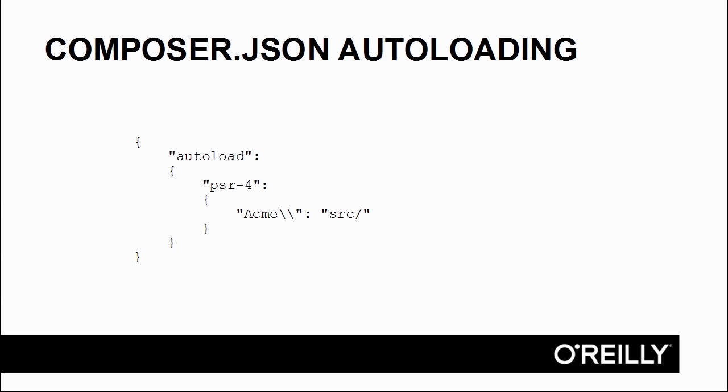Composer also provides an autoloading facility. You can provide autoloading configuration within the composer.json file itself by using the keyword autoload followed by the subkey PSR-4. Within that subkey, you can specify one or more prefixes for namespaces followed by the actual directory where those namespaces are located.